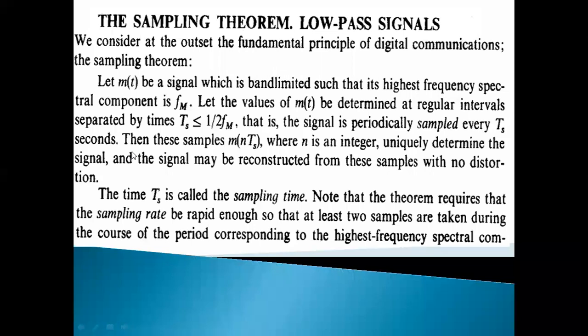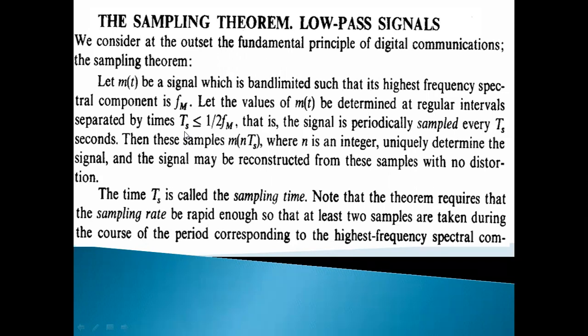Then the signal M of t is periodically sampled at every Ts seconds. After conversion, the samples are M of nTs. M of t is converted to M of nTs, where n is an integer: 0, 1, 2, 3, 4 and so on. If n is equal to 0, that is the 0th sample; n equal to 1, the first sample; n equal to 2, the second sample; n equal to 3, the third sample, like this. So M of nTs may be called the discrete signal.